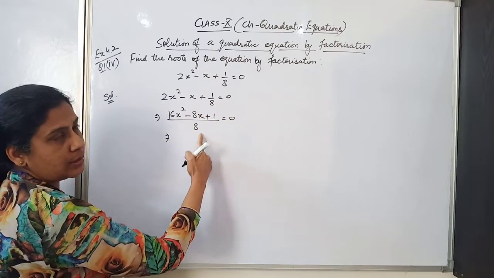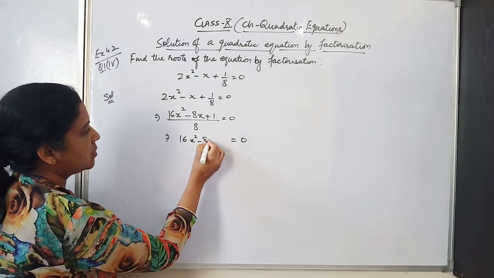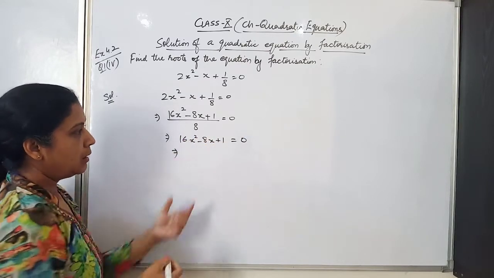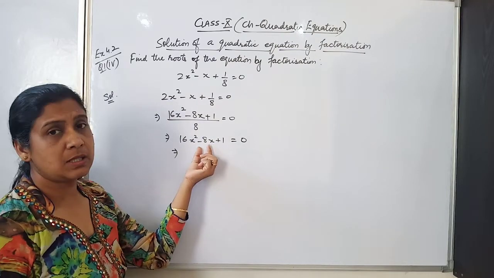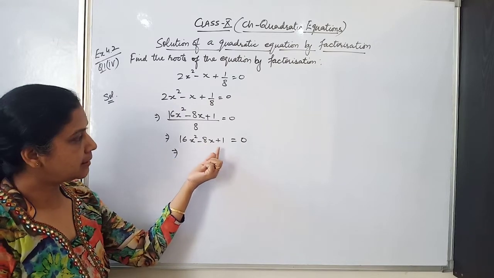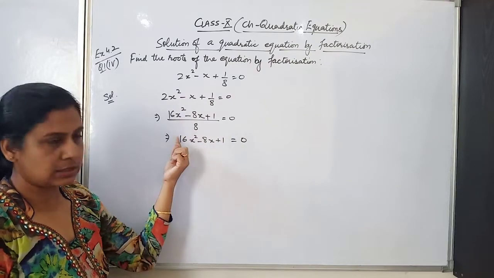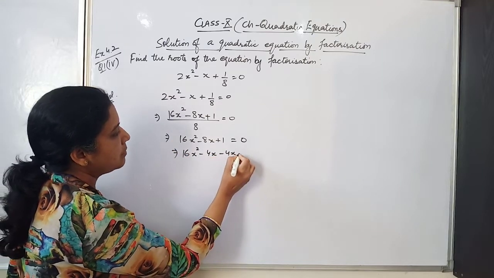Next step, 0 into 8. Cross multiplication gives us 0. So no effect on the numerator. Now I am left with a quadratic equation whose middle term can be split. Let's think of two numbers whose sum is minus 8 and the product is 1 into 16, 16. So the numbers are minus 4 and minus 4.